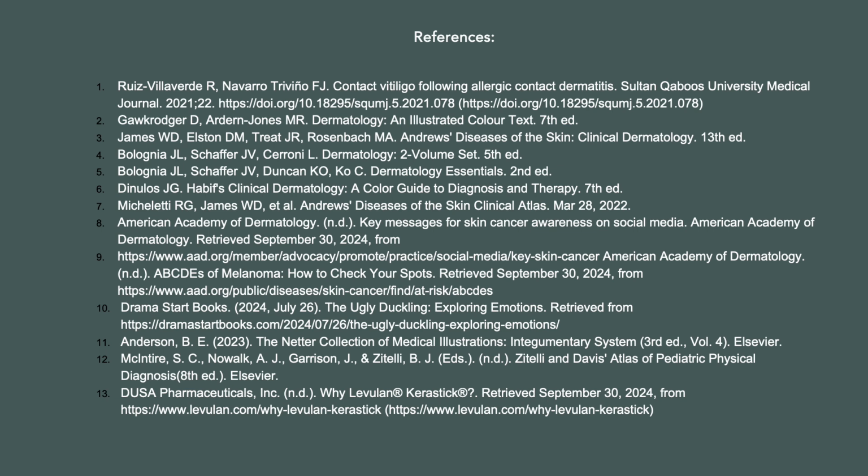As future PAs, your role in early detection and management is vital. Dermatology is a field that's constantly evolving with new research and treatments. I encourage you to keep up to date with the latest developments and continue learning throughout your careers. Remember the practical tips we discussed today. Always take a thorough patient history, perform comprehensive skin exams, and don't hesitate to refer to a specialist when necessary. Your work will make a significant difference in your patients' lives.